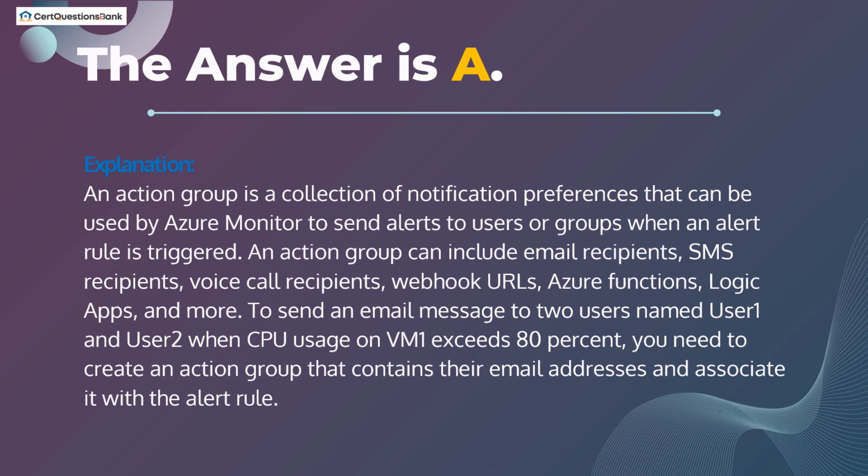The answer is A. An action group is a collection of notification preferences that can be used by Azure Monitor to send alerts to users or groups when an alert rule is triggered. An action group can include email recipients, SMS recipients, voice call recipients, webhook URLs, Azure functions, logic apps, and more. To send an email message to two users named User1 and User2 when CPU usage on VM1 exceeds 80%, you need to create an action group that contains their email addresses and is associated with the alert rule.